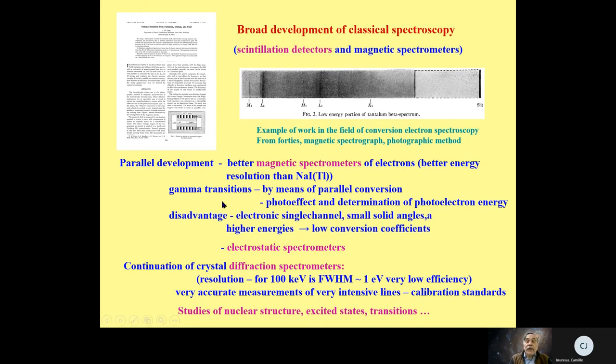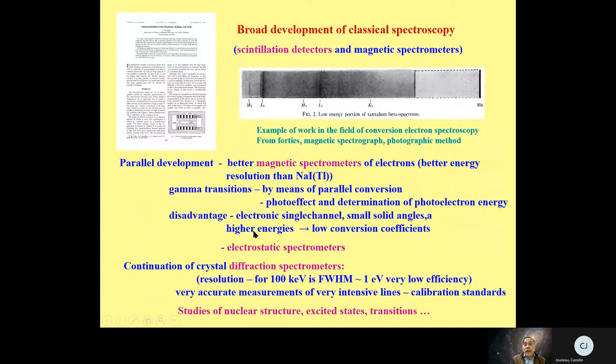Sometimes, with higher accuracy, it was possible to measure these gamma transitions by the method I was talking about just a few sentences before, that we have the photo effect, and we again measure by magnetic spectrometers the energy of the electron, and on the basis of this energy of the electron it's possible to obtain information also about photons.